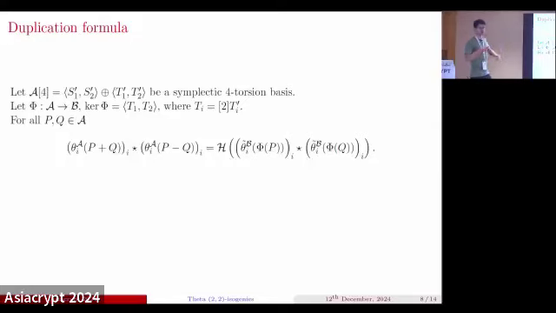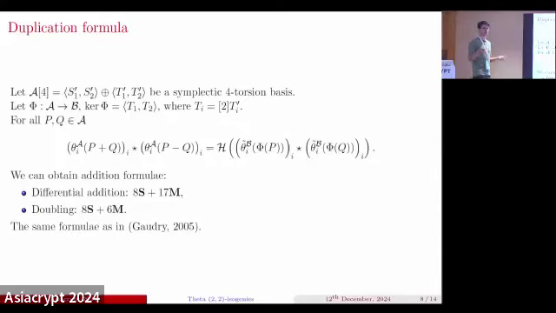Playing around with this relation, you can derive classical addition formulae, completely analogous to the case of Montgomery arithmetic. The cost of this formula is, for differential addition, 8 squares and 17 multiplications, and doubling is 8 squares and 6 multiplications. The formulae that we obtain here are basically the same formulae as the ones shown by Gaudry in a paper from 2005.